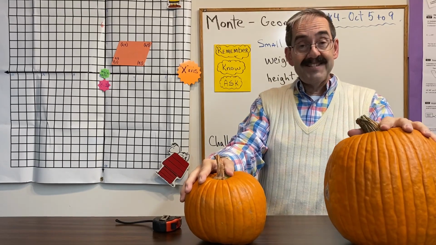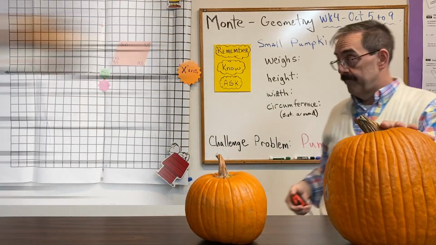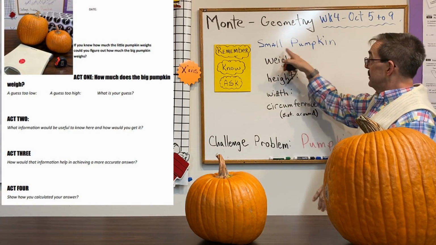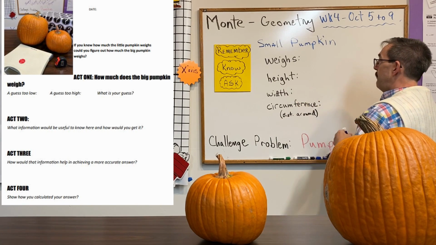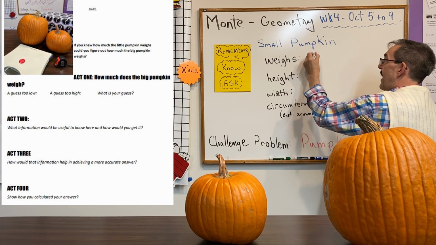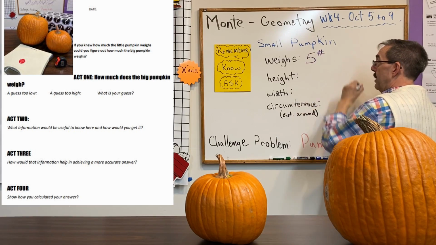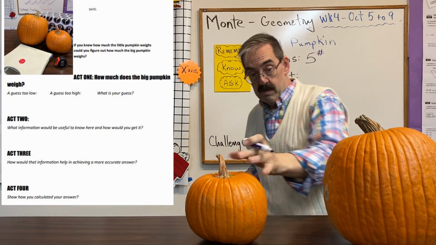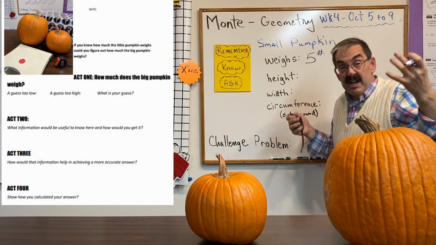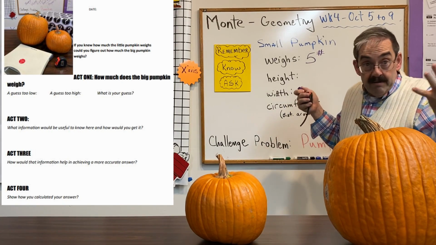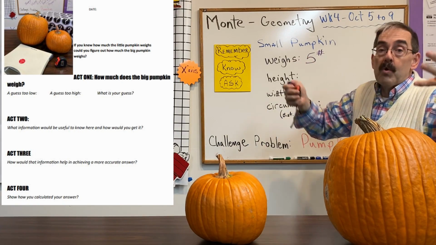Some of the things that you wanted to know were, how much does the small pumpkin weigh? Great question. Small pumpkin weighs 5 pounds. Well, if 3 of these fit inside that, it'd be 15 pounds. Is that enough to know? Is that enough, or do you want to know more questions?